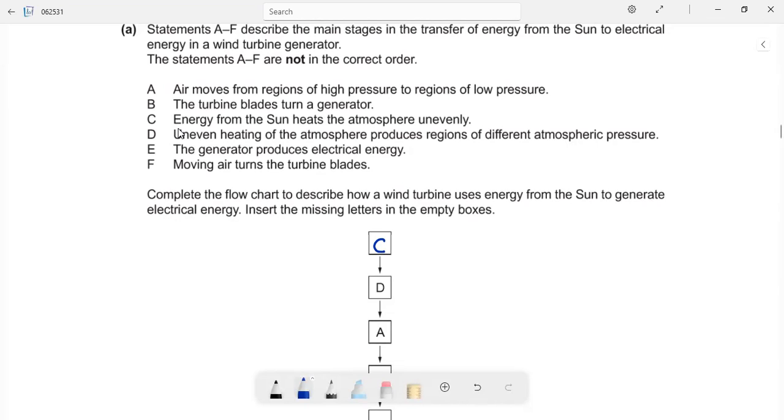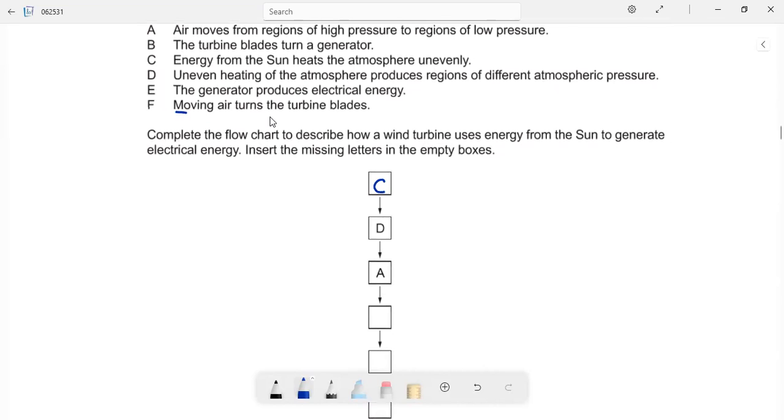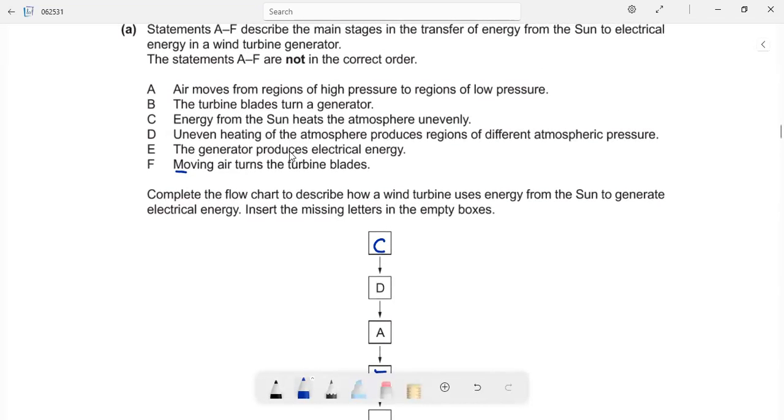Then what is happening? Next, the generator produces electricity. That's not correct. So next is moving air turns the turbine blades. So after A, it is F. Air is moving, so this moving air turns the turbine blades. So after F, the generator produces electrical energy. That will be the final one.